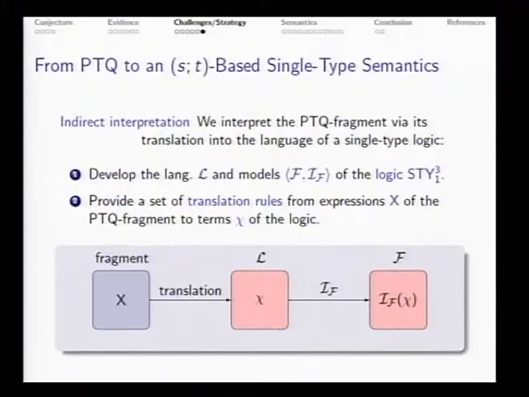And on the basis of this very rough strategy, we will now be able to provide a single type semantics for the PTQ fragment. To do so, I'll use Montague's method of indirect interpretation that proceeds via the compositional translation of the PTQ fragment into the language of our single type logic. To enable this interpretation, we first have to develop the language and models of our single type logic. And subsequently, we'll have to provide a set of translation rules that send expressions from the PTQ fragment to terms of a single type logic. And in the next couple of slides, I'll first start by presenting you the single type logic.